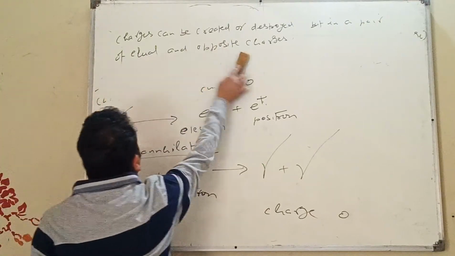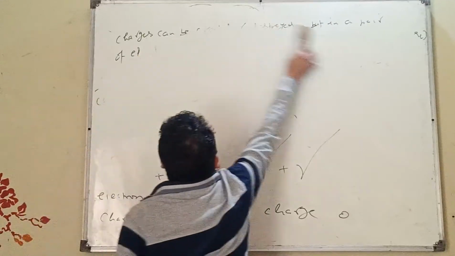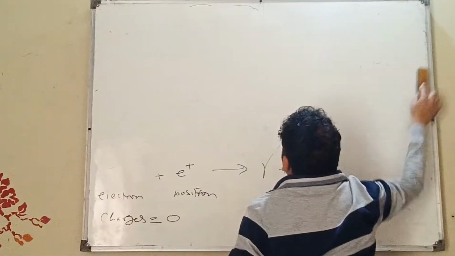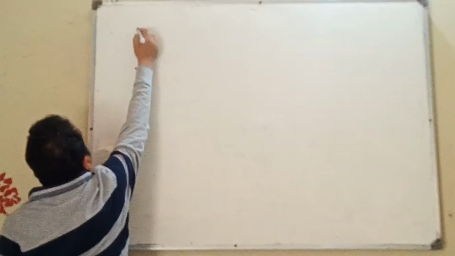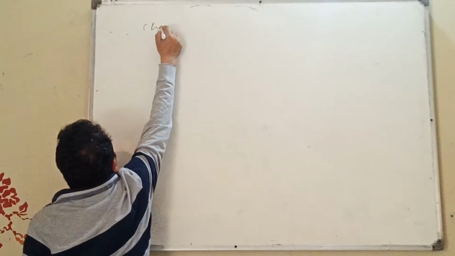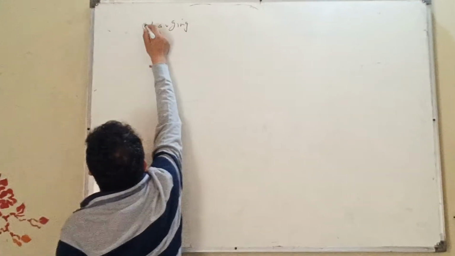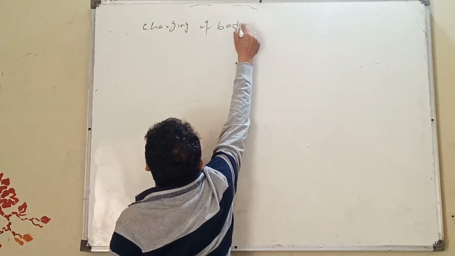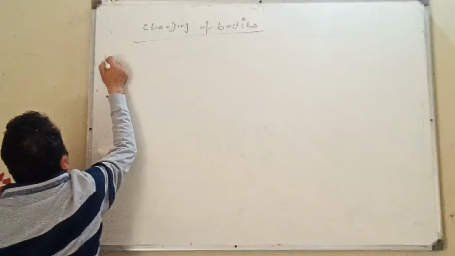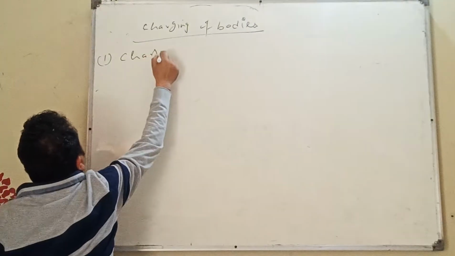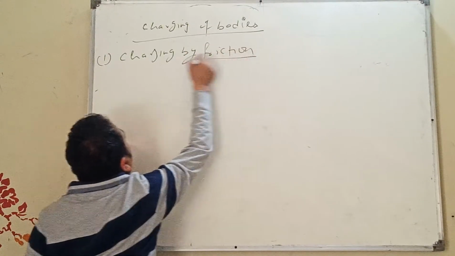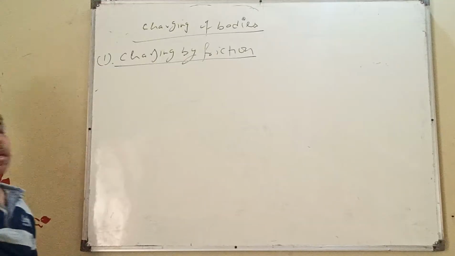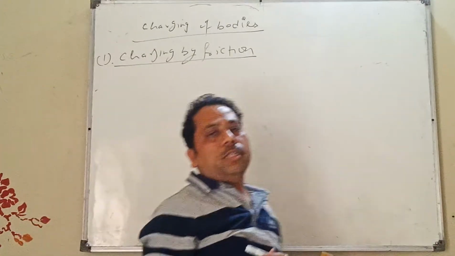Now after that, you are in a position to understand how charges are developed. First of all, the method of charging of bodies. The first way is charging by friction. Charging by friction. Now, what does it indicate?